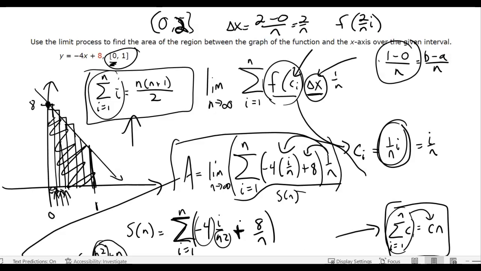Okay, now, in the next problem I'm going to do, we're not going to start at 0, and we're going to see how to tackle that one. That'll be a little more complicated.